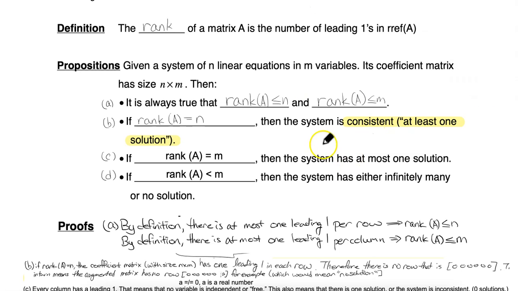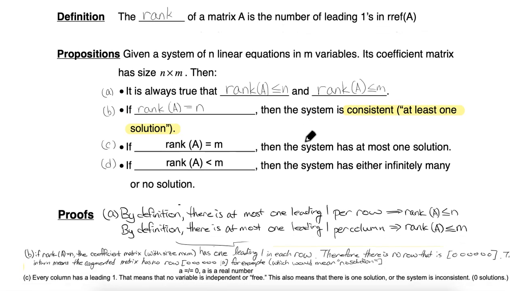Proposition B: if the rank of A is equal to n, then the system is consistent. Consistent means that there's at least one solution. If a system is inconsistent, then it means there's no solution. You have a situation where 1 equals 3, for example. So consistent means either there's one solution or there's infinitely many solutions. In both cases, the system is consistent.